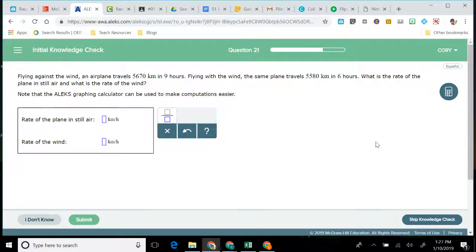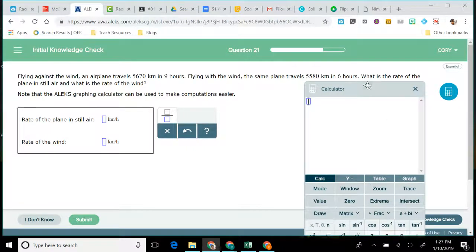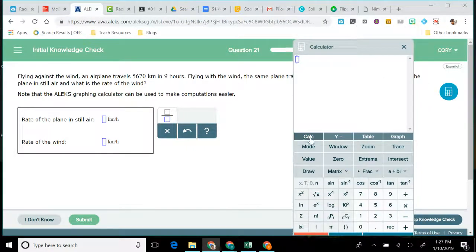So flying against the wind, an airplane travels a certain distance in time, okay? So 5,670 over 9 hours. And then if I'm flying with the wind, the same plane travels this much less time. So it's similar distance, but different times. So this is a rate of change problem. What is the rate of the plane in still air, and what is it in the wind? So all you gotta do is take the distance and divide. So 5,670 divided by 9 should be something like 650 miles an hour range.